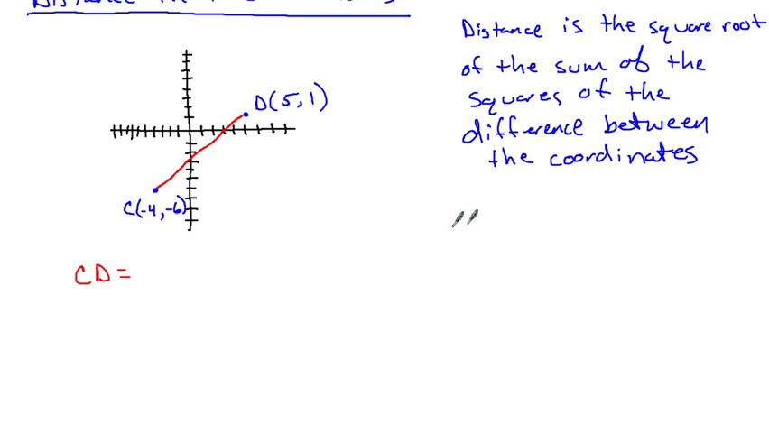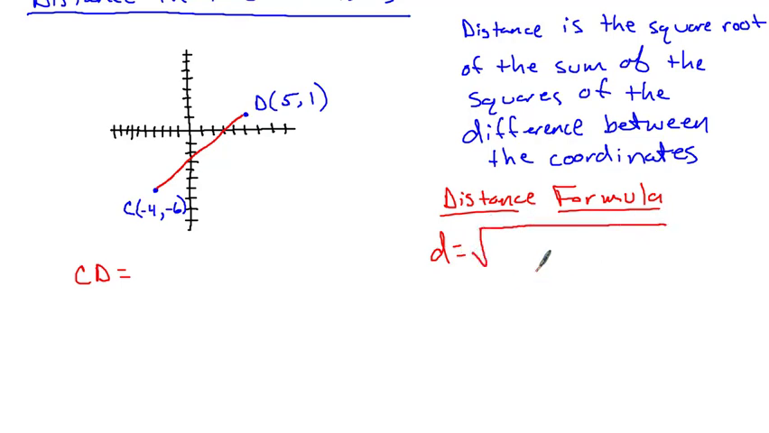So we're going to write down our formula now. So this is the distance formula. And this is an important one, so we're going to want to put a box around this, highlight it, whatever you do. This has got to be committed to memory. All right, so the distance formula says that the distance is the square root, right? So long square root of the sum of the squares of the difference between the coordinates.